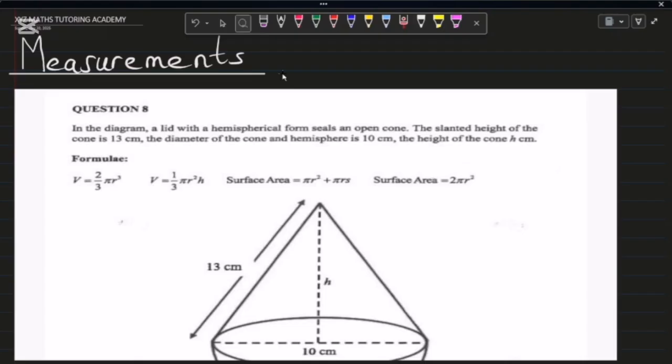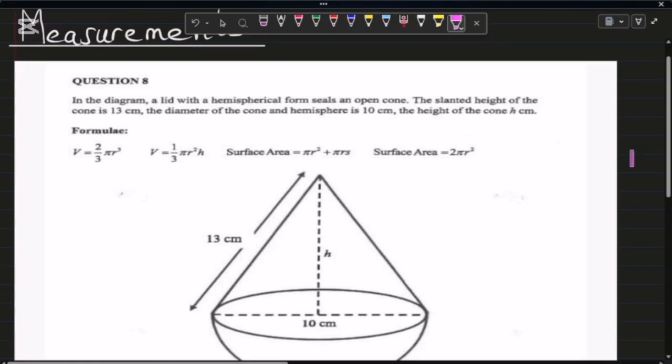Let's do it. Hey guys, in this session, we answer exam questions associated with measurements. We are still busy with the topic of measurements, answering exam questions associated with the topic. So let's get started. Now we are doing question 8.